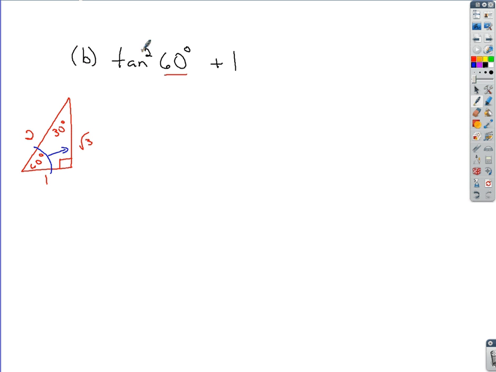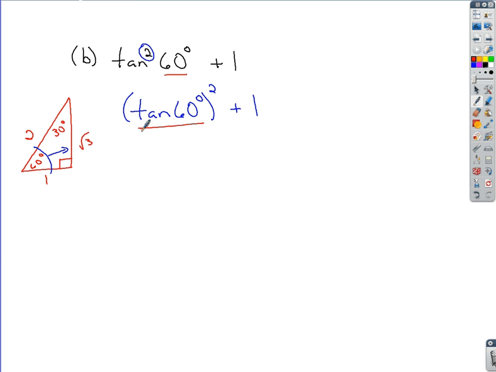If I set this up a little bit differently because of the squared part, so I can better appreciate what's going on, I'm taking the tangent of 60 degrees, I'm squaring that, I'm adding 1. So very similar to what we just did on the last problem. Inside the parentheses here, evaluate that trig function value.